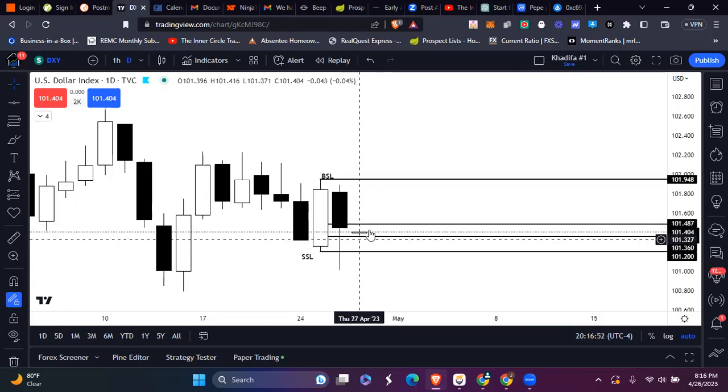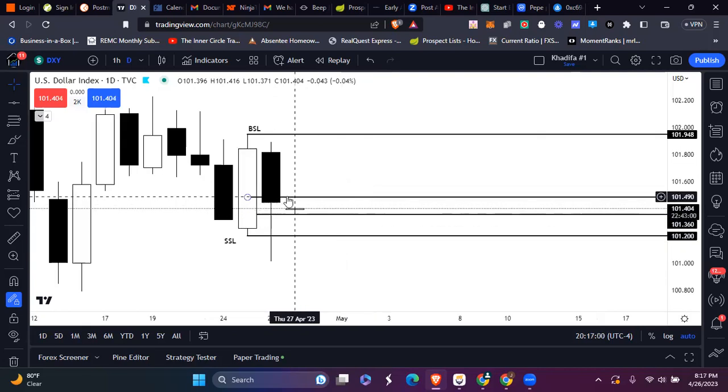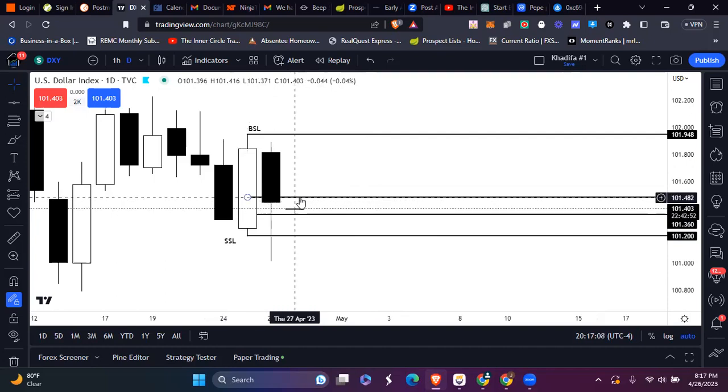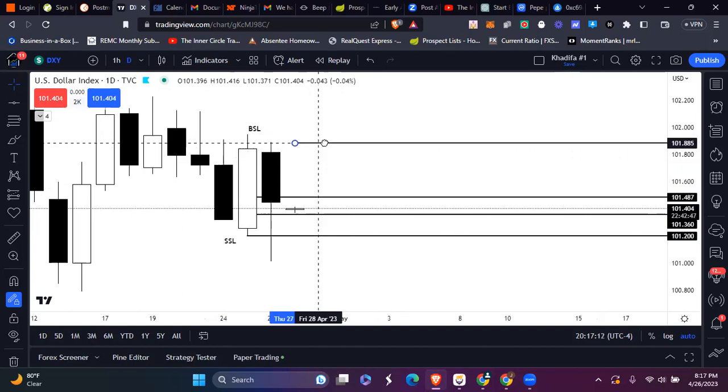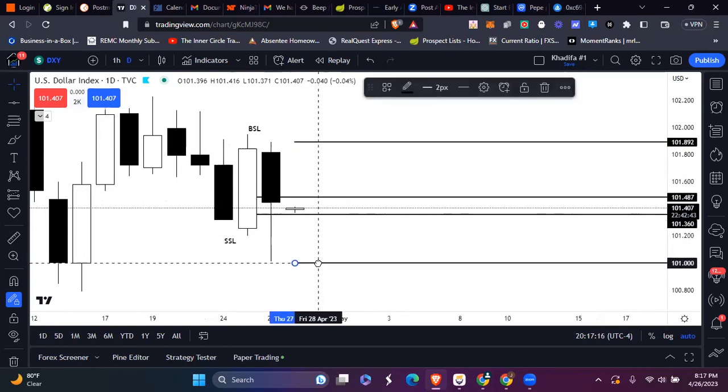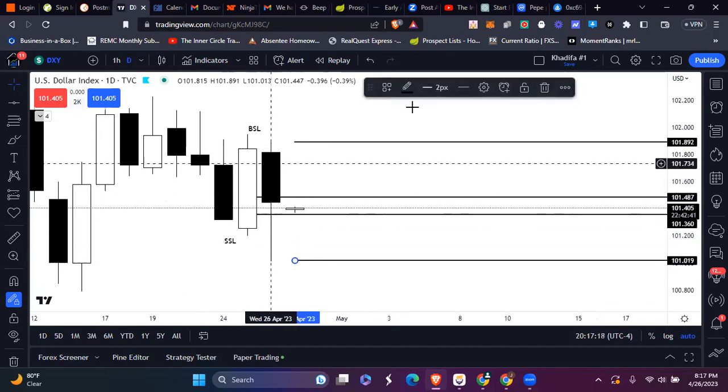So what I would like to see for the rest of Asian markets and going into London markets is if we can get above the upper PD level from Thursday, I'm sorry, from yesterday, from Tuesday. And then I also want to see my new level from today's daily range.